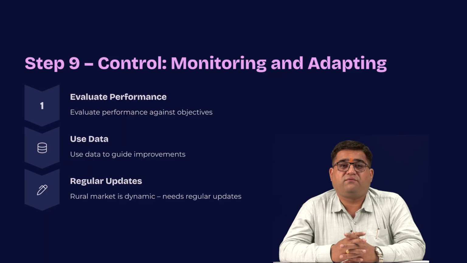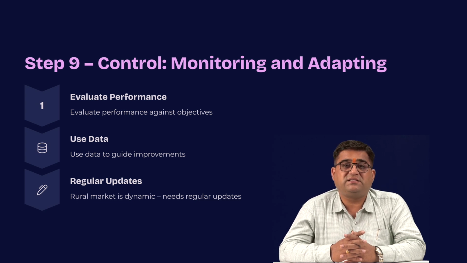This vital stage involves systematically monitoring performance, evaluating the results achieved against the initial objectives, and establishing a robust feedback loop for continuous improvement and adaptation. Rural markets are inherently dynamic, competition is constantly evolving, consumer expectations are shifting, and various external factors such as monsoon, economic changes, or government policies can significantly impact demand.